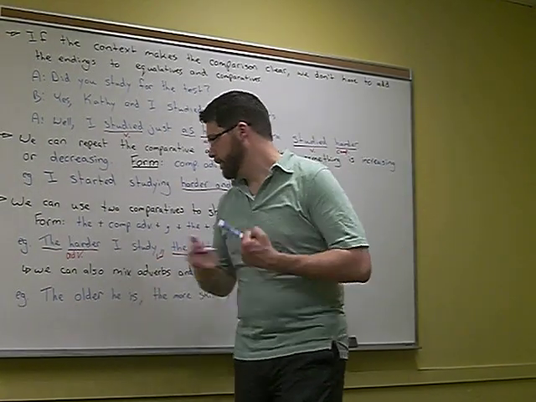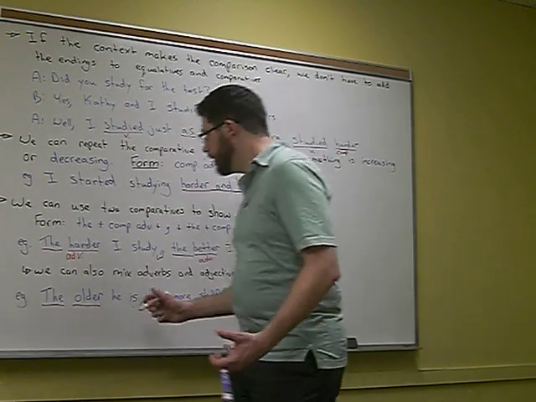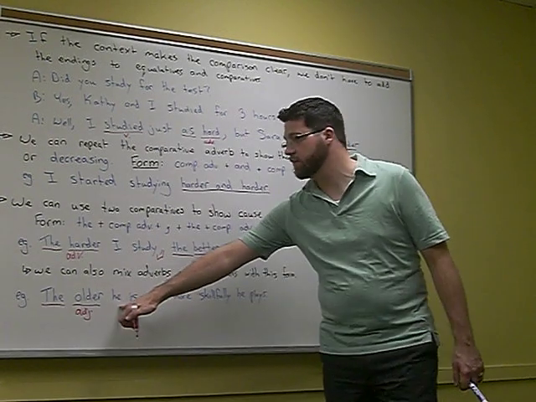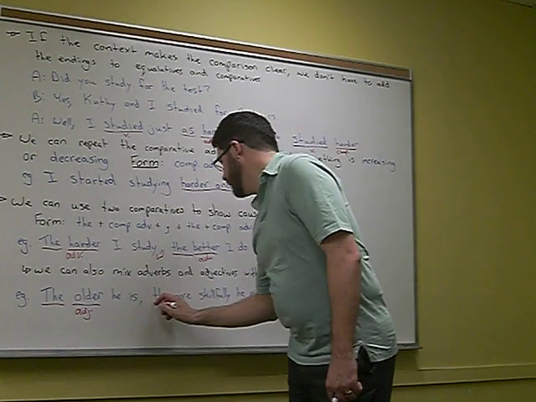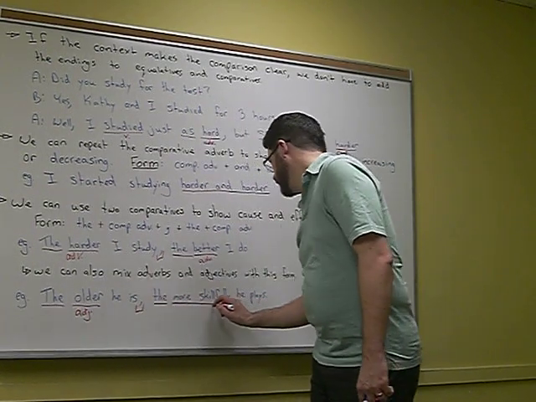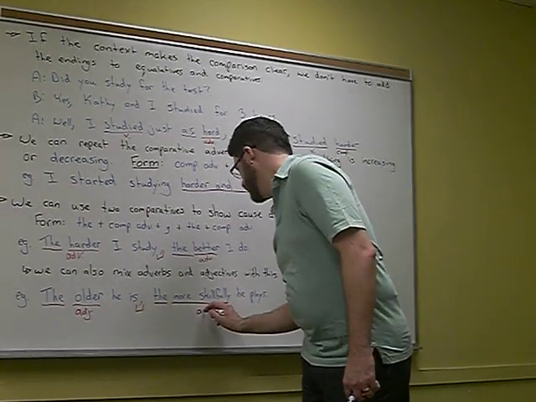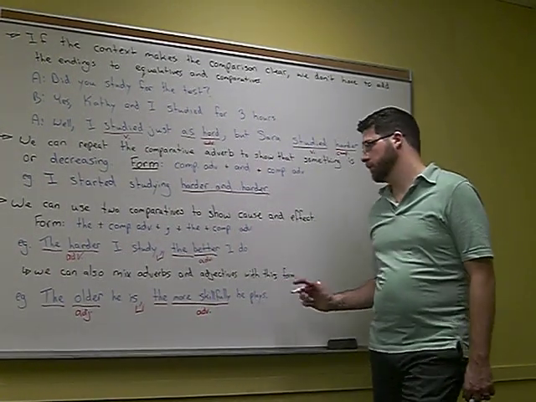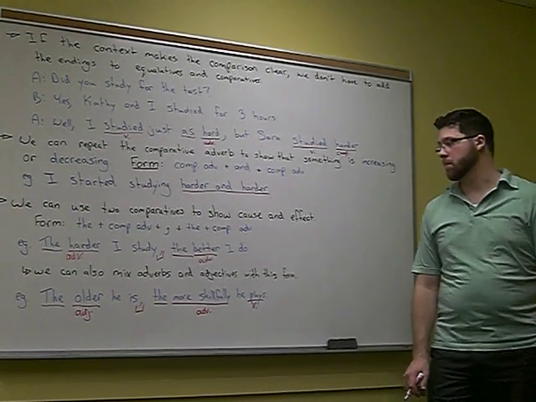So here, the older, not an adverb, but here it is an adjective, because it describes he, the older he is. Again, comma, the more skillfully, here it's our comparative adverb form, the more skillfully he plays. Our action verb.